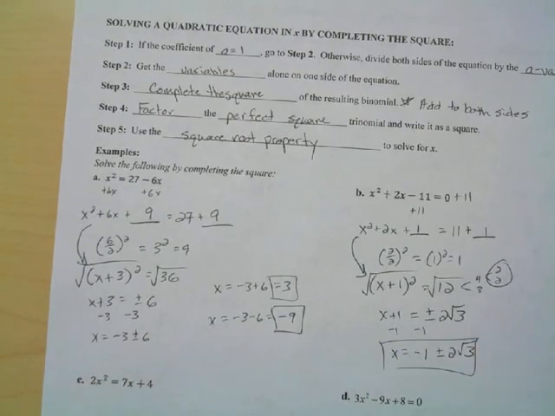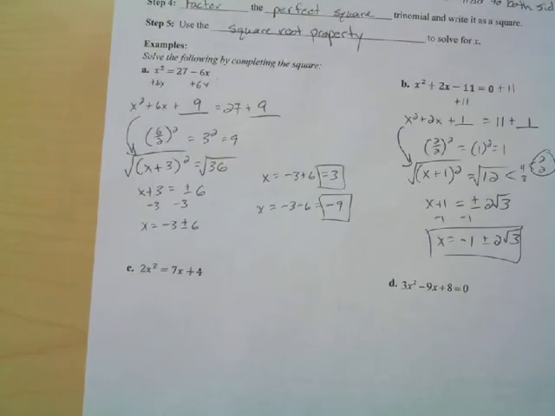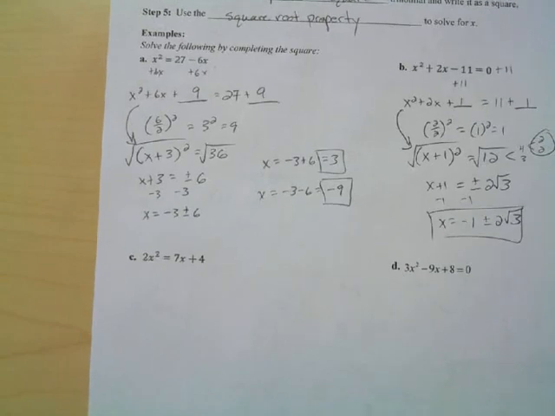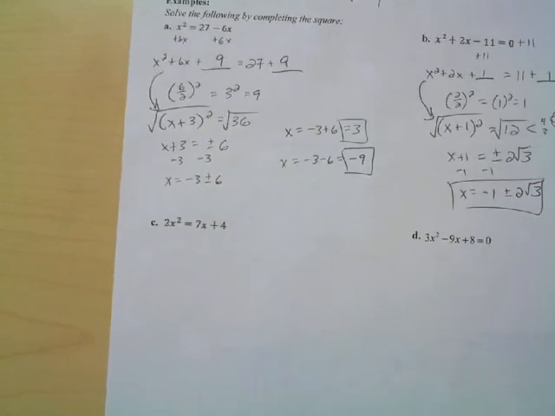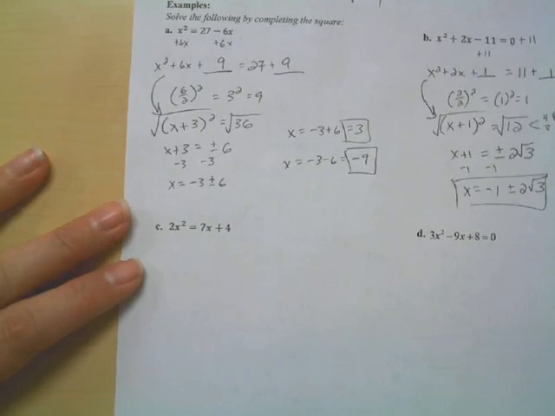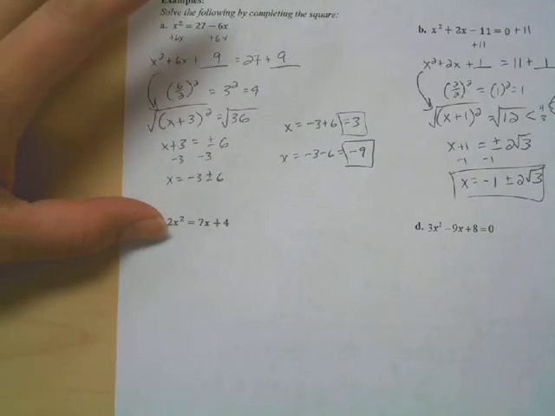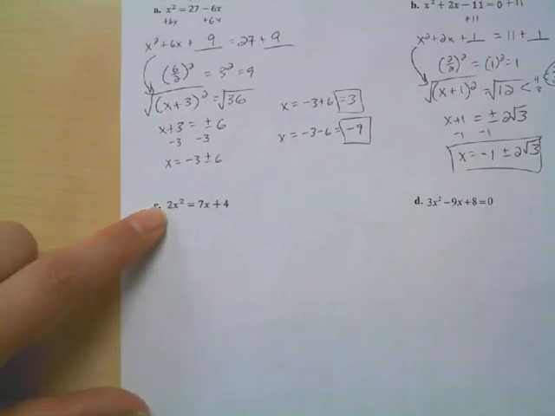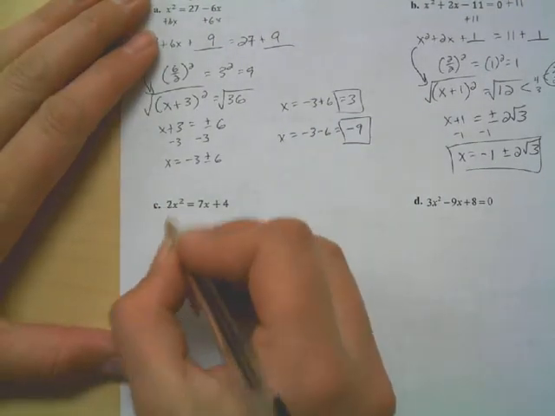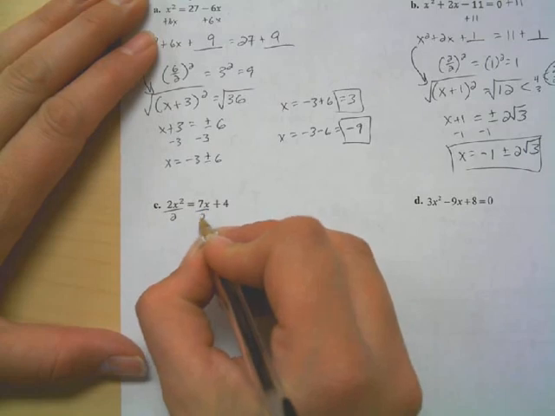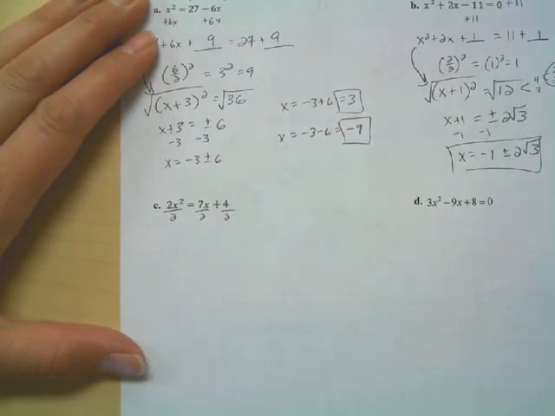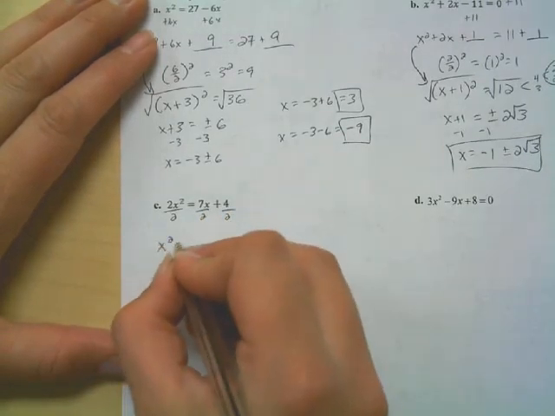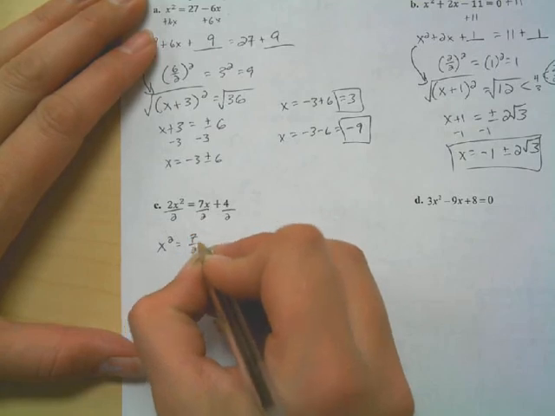Just leave it alone. Okay, so C is just a bit different, because now I've got that number out in front, and I can't do anything as long as that number is out in front. Completing the square only works if that number is a 1. So the very first thing I'm going to do is divide each piece by 2. This gives me x squared equals 7/2 x plus 2.